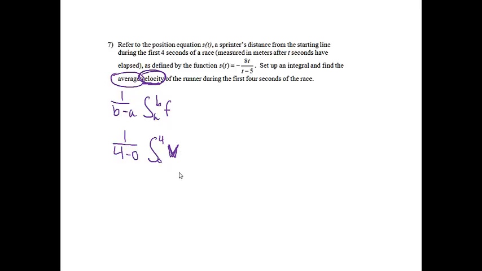All right, first thing, key thing I see is average velocity. So as soon as I see the word average, I know it's going to be 1 over b minus a times the integral from a to b of f. So this one's going to be 1 over, during the first 4 seconds, so it would be from 0 to 4, and then it said average velocity, so I need a velocity formula right here. So this is going to be 1/4 times the integral from 0 to 4 of velocity.